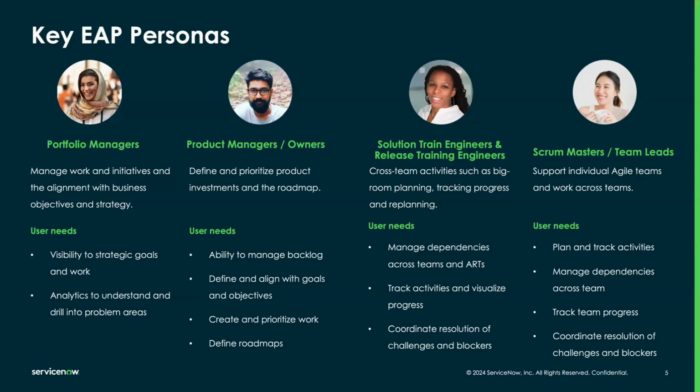So when we look at solution train engineers, release train engineers, Scrum Masters, really they're focused on the delivery of the work and looking at the activities at various levels. And again, we'll look at those levels, being able to see progress and also, importantly, being able to see dependencies and being aware of blockers when they do occur. So from end to end here, we have the personas that really are across the scaling of the organization.